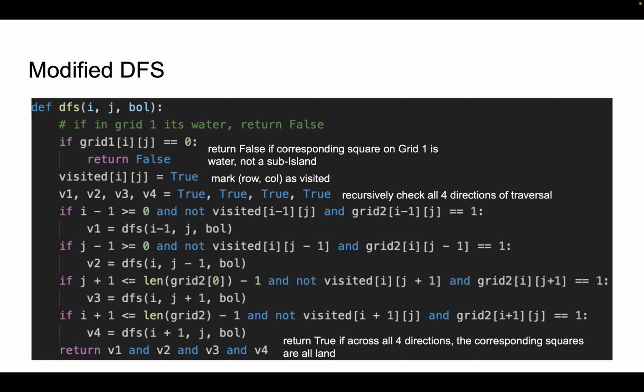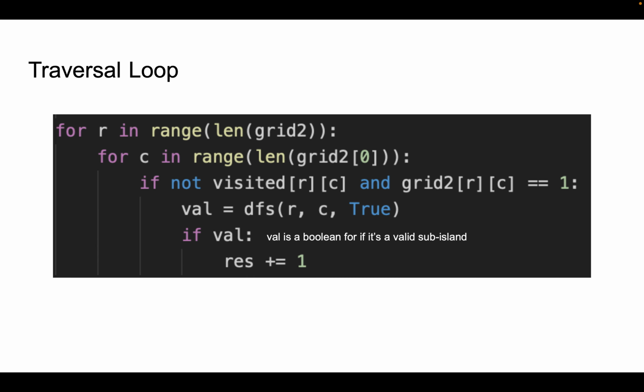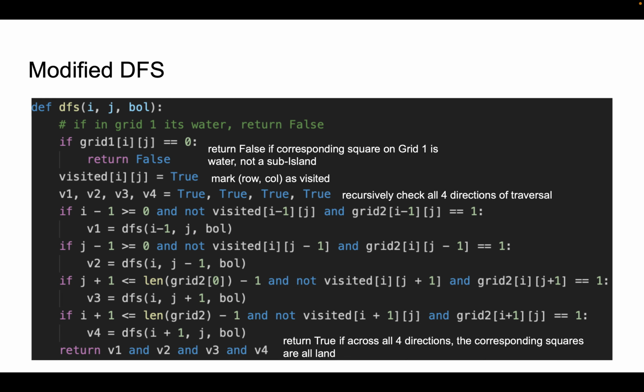Okay, let's look through how we're traversing. We need to check for boundary conditions, which means we check whether i minus 1 is greater than or equal to 0, j minus 1 is greater than or equal to 0, and if you're going to the right or to the bottom, then whether j plus 1 is less than or equal to the length of the grid minus 1, and i plus 1 is less than or equal to the length of the grid minus 1. After that is done, as we've seen in the previous slide, the boolean value for val will be returned, and we can return the result correctly.